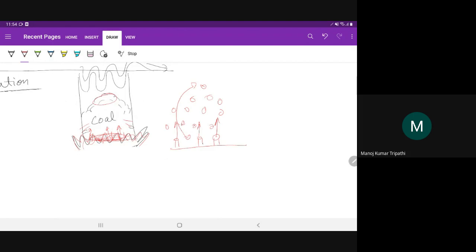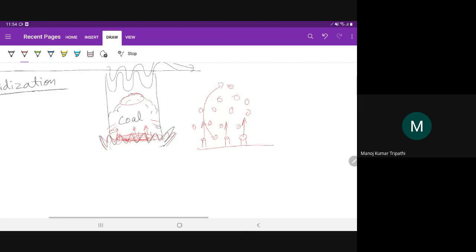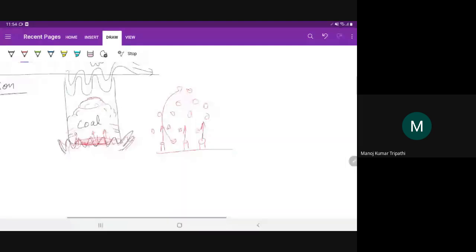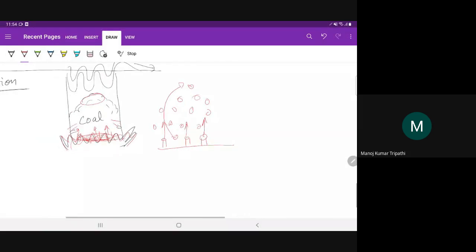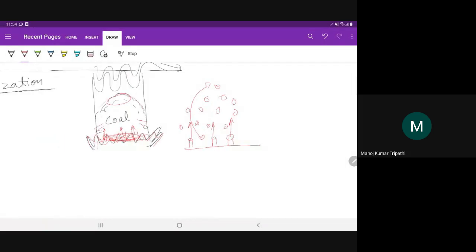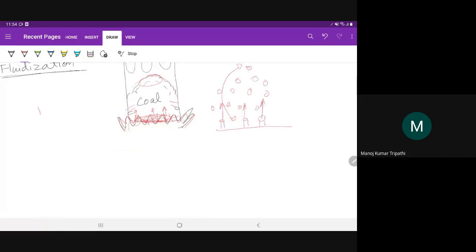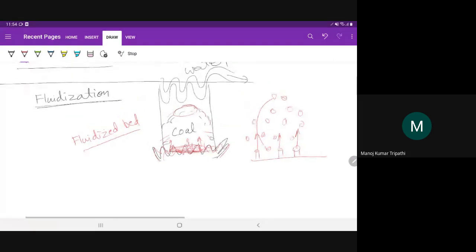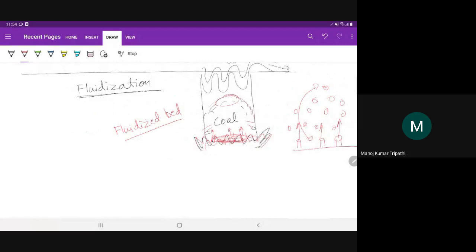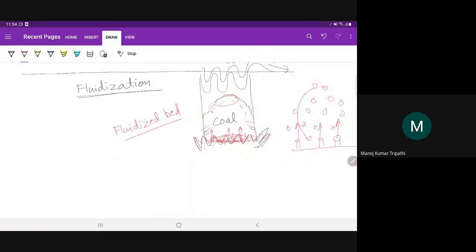So to avoid these things, to increase the efficiency of any reaction, actually, people use fluidization a lot in chemical industry or any other industry. So this is known as fluidization, and this is like a bed of coal. So this is also known as fluidized bed. This is a fluidized bed if you fluidize this coal bed. Okay, so that is one part that we discussed.